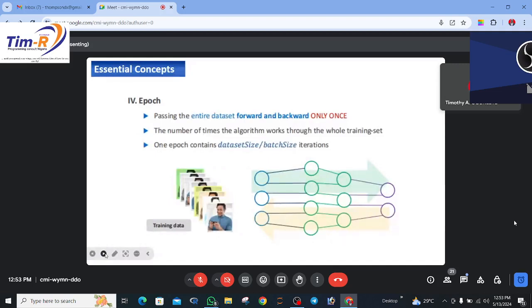An epoch is the number of times the algorithm walks through the whole training set, and one epoch contains data size over batch size iterations. So that is the way to calculate it: the number of iterations in an epoch is data size over the batch size. I will show you an illustration here just now.